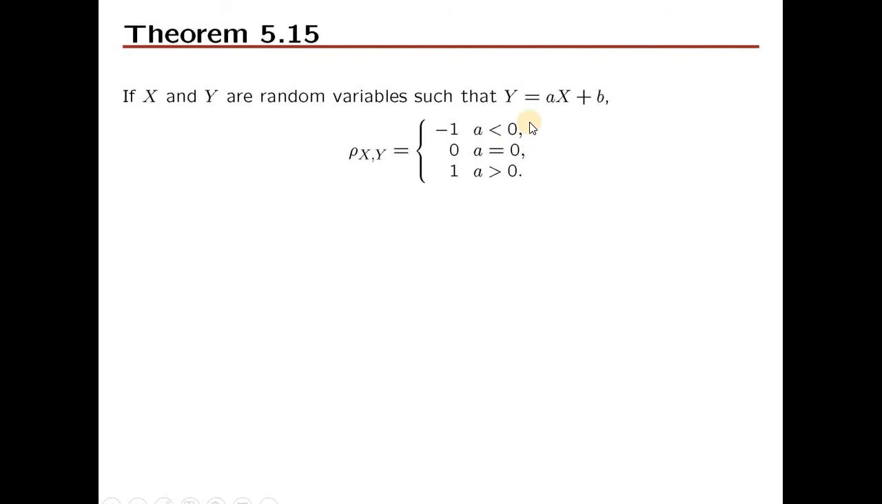If a is equal to 0, there is no relation between x and y. If a is 1, the correlation coefficient is 1, so in that case x and y have the same movement in the same direction, or in other words, they have a linear relation with the same direction. They have a reciprocal relation if the correlation is negative.